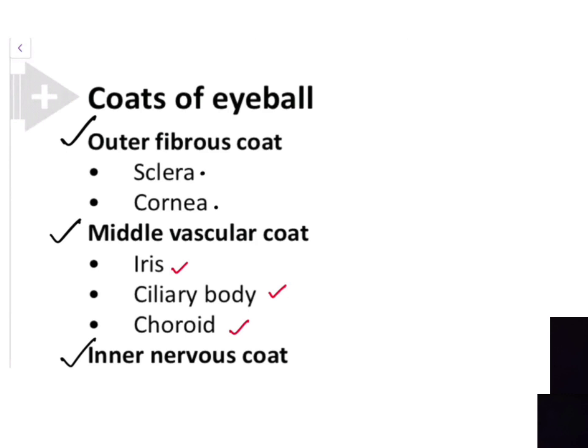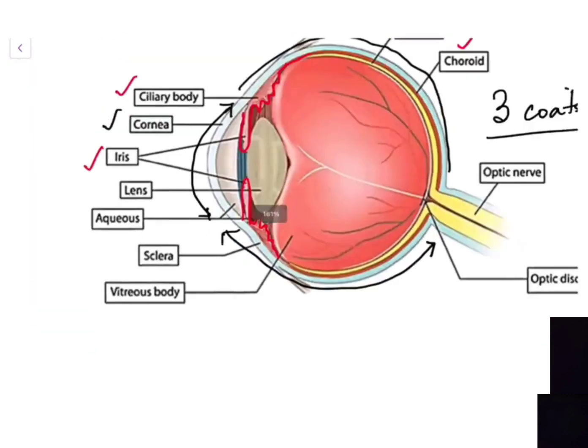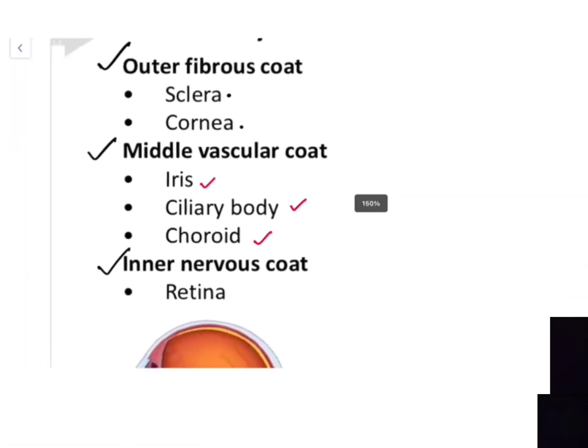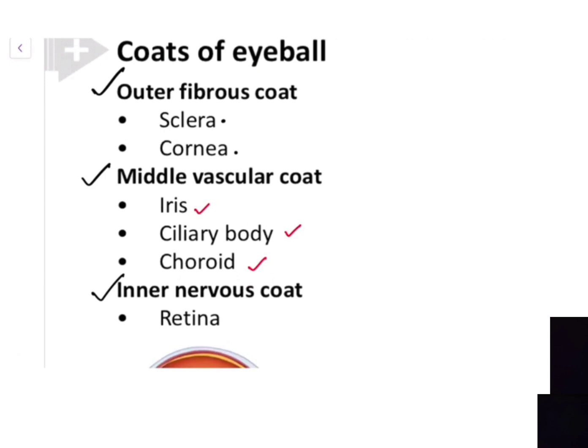Now how about the inner coat then? The inner coat is the neural tissue. And what is the neural tissue of the eye? We all know that it is the retina. And this yellow layer, which is the innermost layer or the retina, continues backwards as the optic nerve, which carries the impulse from the eye to the brain. So these are the coats of the eyeball, meaning the layers in the wall of the eye: the outer fibrous coat, middle vascular coat, and inner nervous coat.